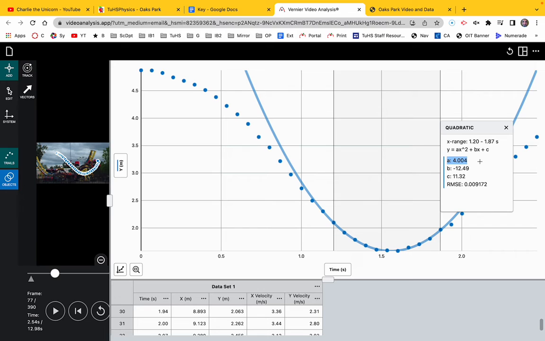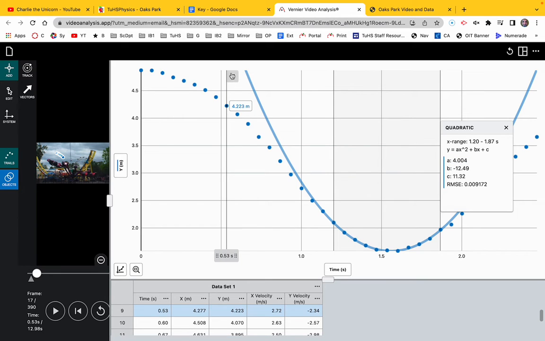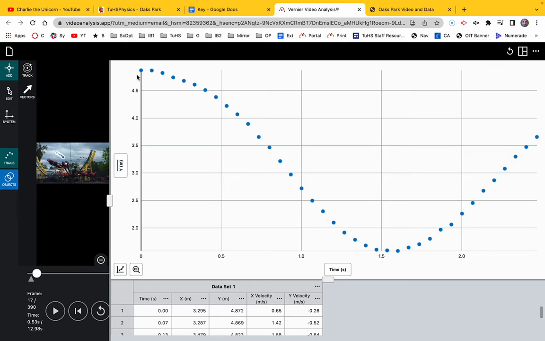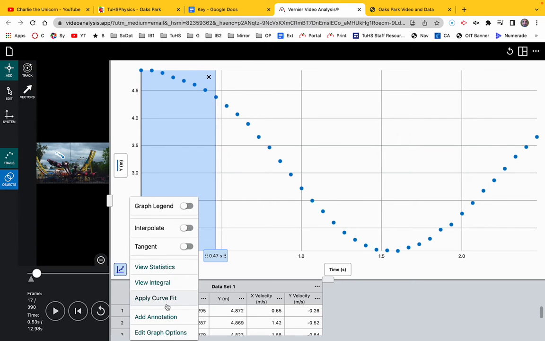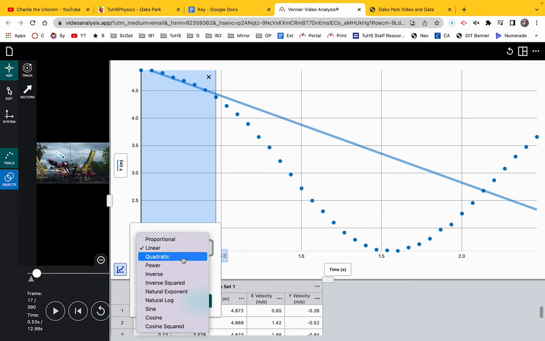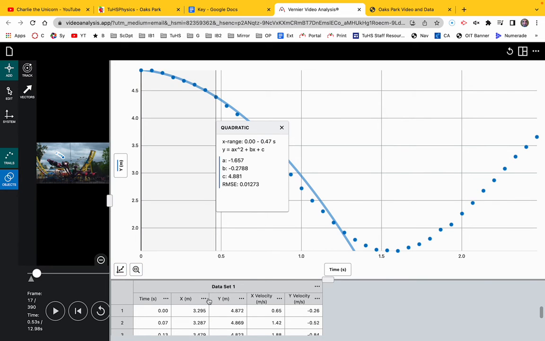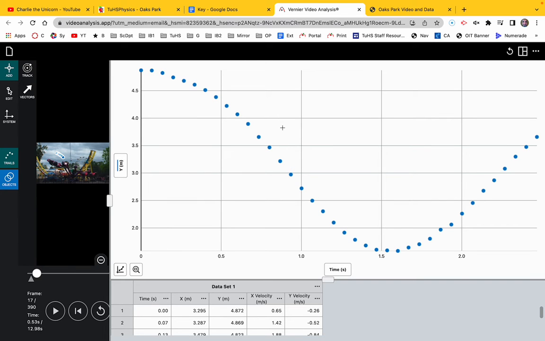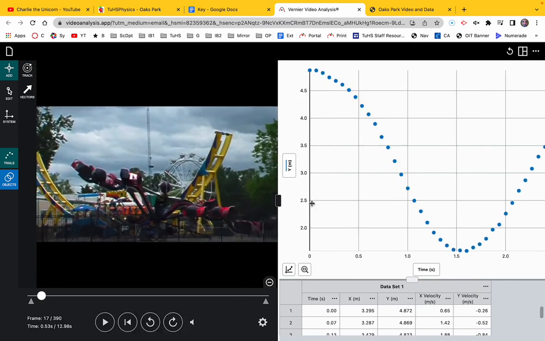Now to get a downward acceleration, we need to do the same thing over. For this video, we could actually use this part here. Let's get rid of this. This is a nice downward acceleration right here. Same thing: view, apply a curve fit, choose quadratic, and say apply, and then you can see the downward acceleration there. I would rather have a whole thing like this, so I think I'm going to just start over again.